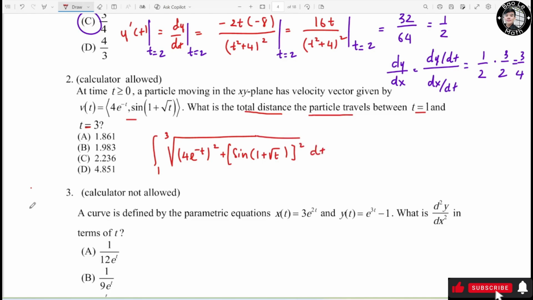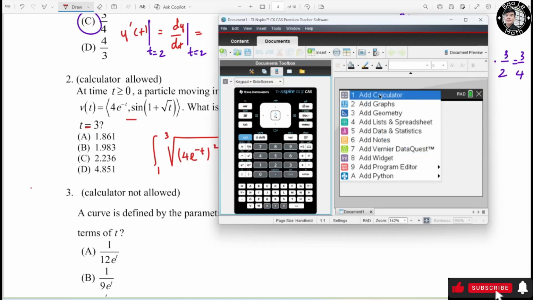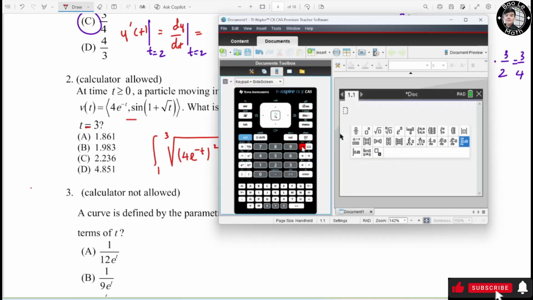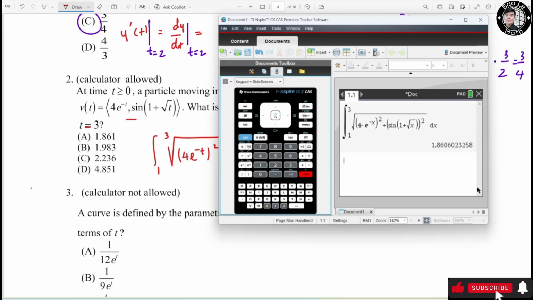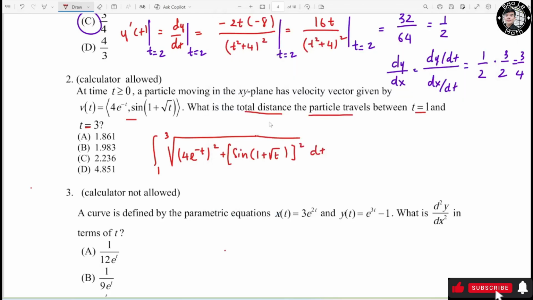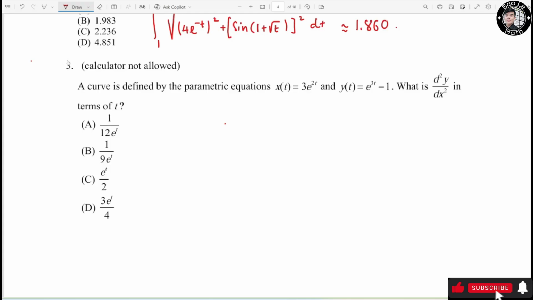Now we're going to bring up the calculator. We're going to add a calculator, hit the button right here, input the integral, from 1 to 3. Press Control Enter. It's going to be 1.860.